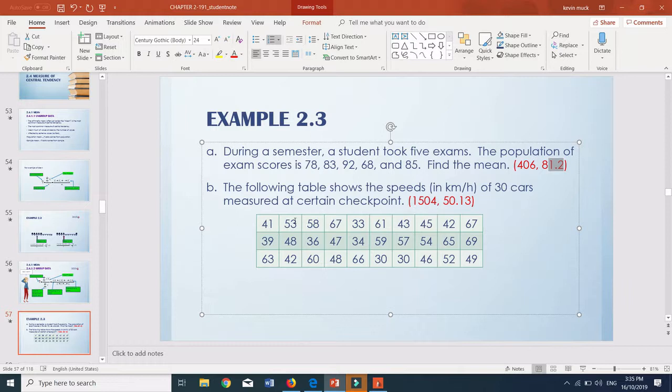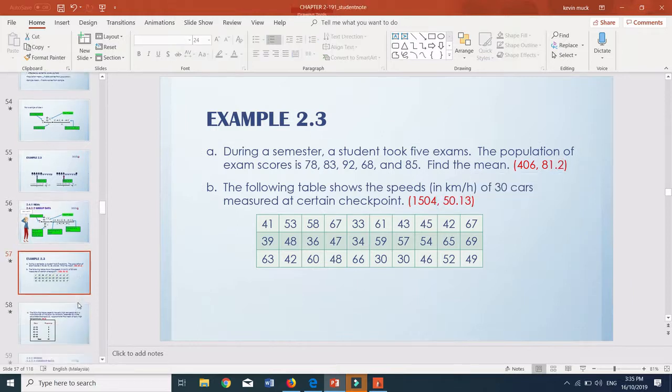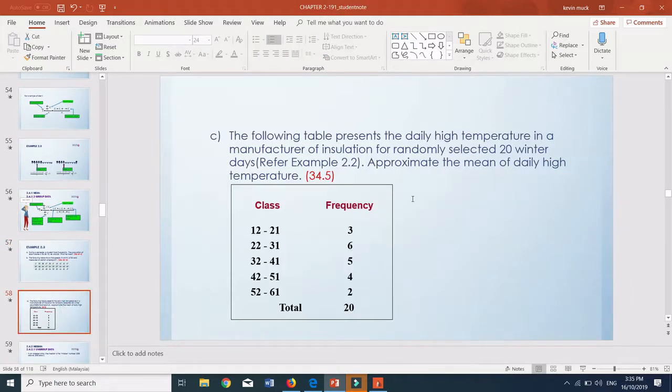It is just the same. You have to sum up all the numbers, and then you divide by 30, so you get this number. Let's move to the grouped data. So this is the grouped data. It will be a bit more difficult compared to the ungrouped data.